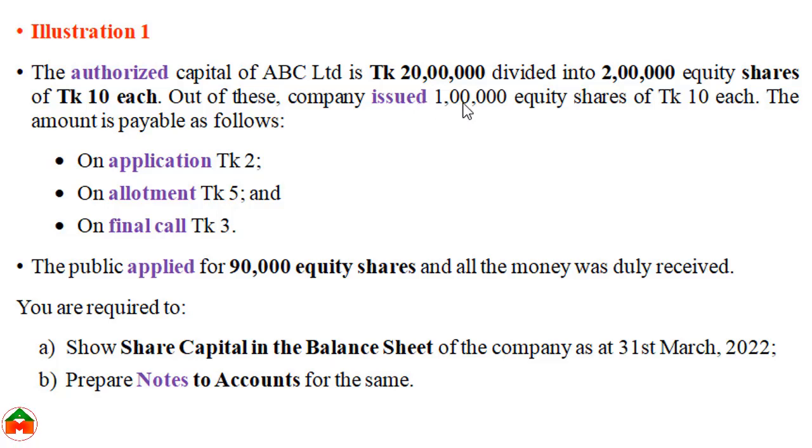Although the company has issued 1 lakh equity shares, the public applied for 90,000 equity shares. That means this is the subscribed capital. Although you are issuing 1 lakh equity shares, the public is applying for 90,000 equity shares, and that is called subscribed capital. And we can see all the monies were duly received. We are going to learn how to show this information in the balance sheet, as well as how to show the detailed information of the share capital in the notes to accounts or notes to financial statements.